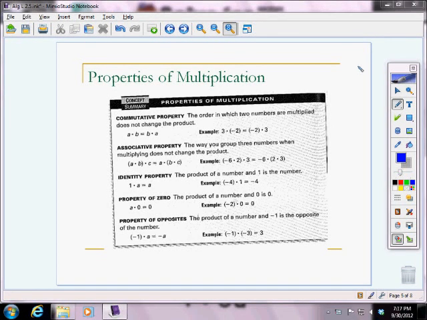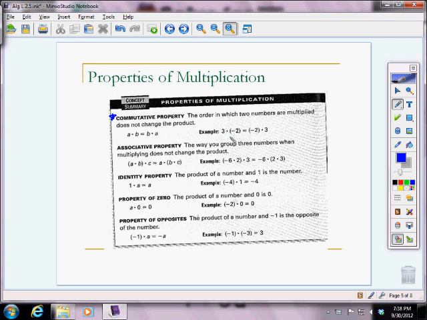Let's talk about the properties of multiplication. And I apologize that this is crooked here, but these properties should look pretty familiar to you. Our first property here, our commutative property, is the same commutative property that you've always dealt with. The order in which two numbers are multiplied does not change a product. Basically, just like adding, you can change the ordering of multiplication.